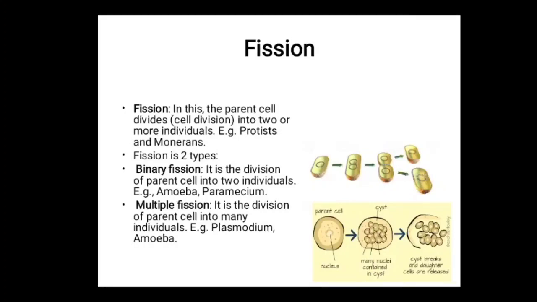In case of binary fission, the parent cell divides into two individuals, so they produce two individuals. Some amoeba and some paramecium show binary fission. In case of multiple fission, the parent produces multiple individuals. You can see in the picture here, more than two individuals are produced, but in case of binary fission, only two individuals are produced. An example of multiple fission is plasmodium. Also amoeba shows both binary fission as well as multiple fission.